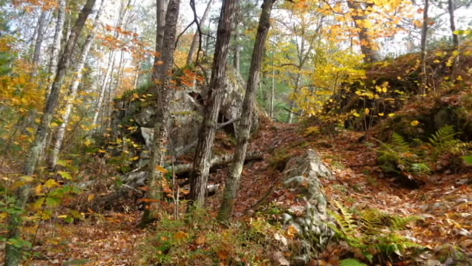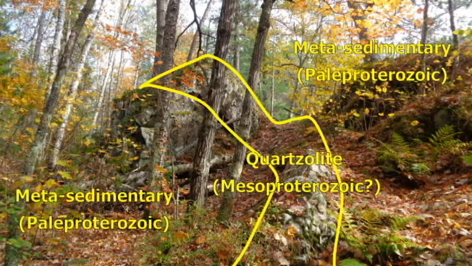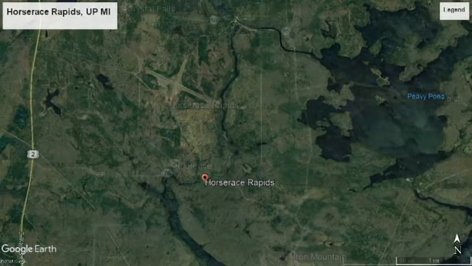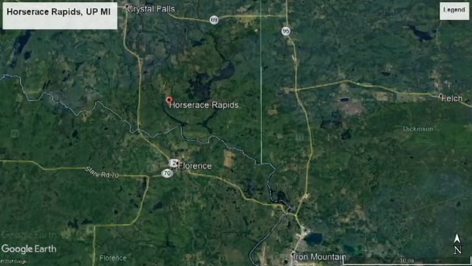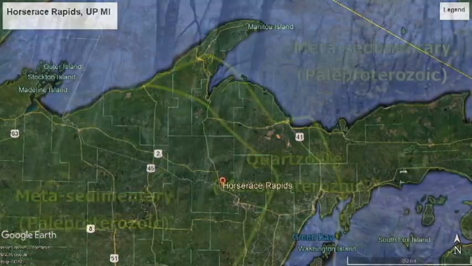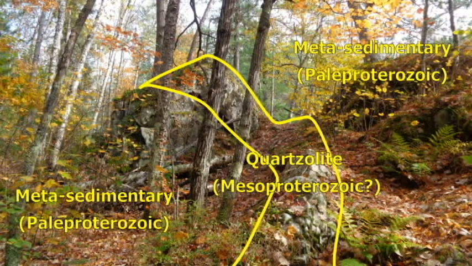Remember I talked about quartzolites? This is the only place on the planet I've ever seen one. It's also the only place I'm aware of that there is a significant one. This is Horse Race Rapids near Crystal Falls in the Upper Peninsula, very near the Wisconsin border.